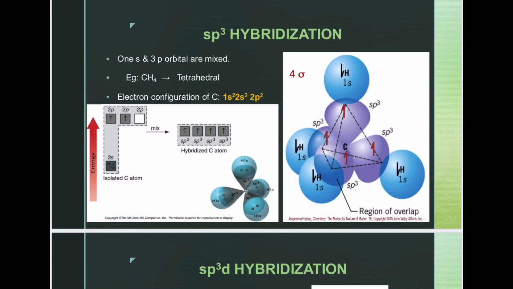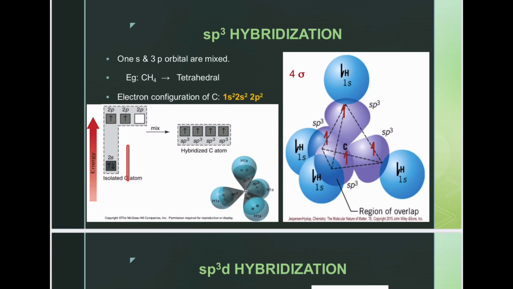sp3 hybridization: 1s and 3p orbitals are mixed. This is the example methane. The geometry is tetrahedral. Electron configuration of carbon: 1s2 2s2 2p2.